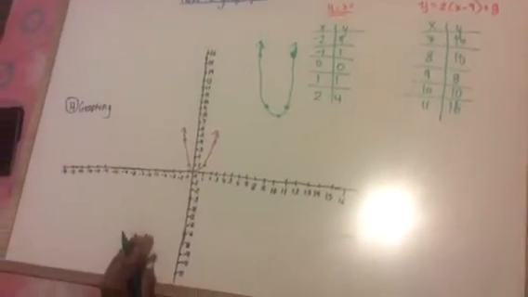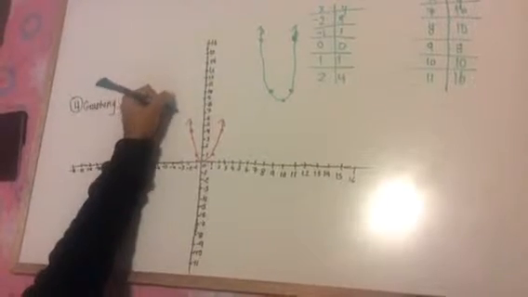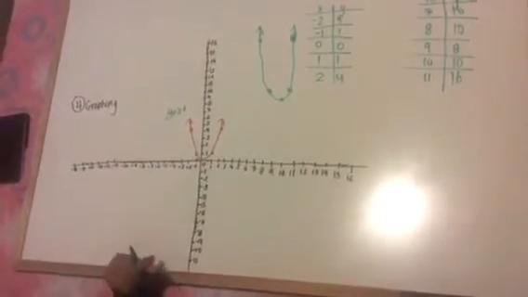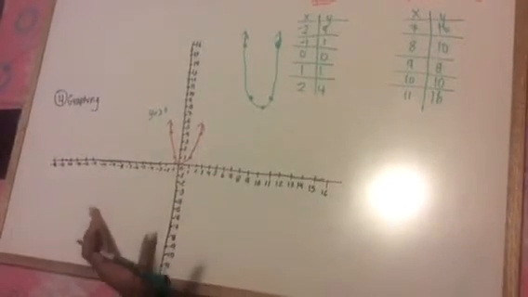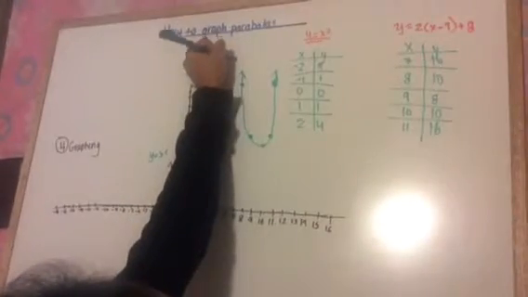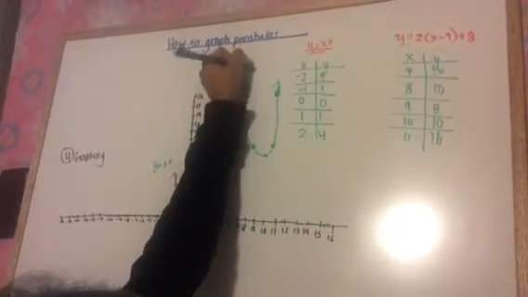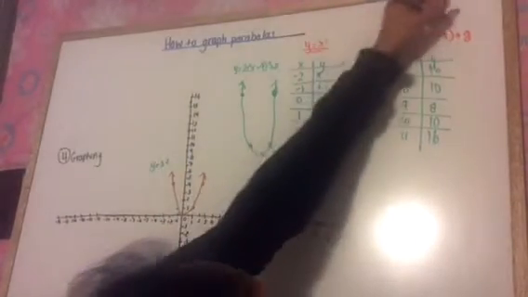Here you can see this is y equals x squared. Always remember to label your graphs so that whoever is looking at this graph would know which is the basic graph and which one is the new transformed graph. So y equals 2(x minus 9) squared plus 8.